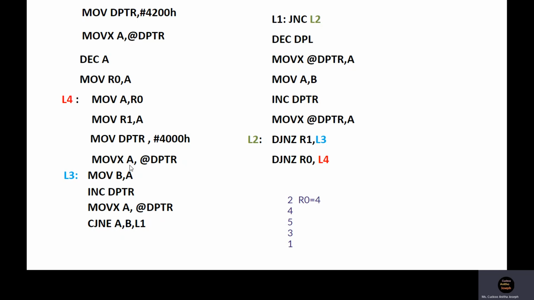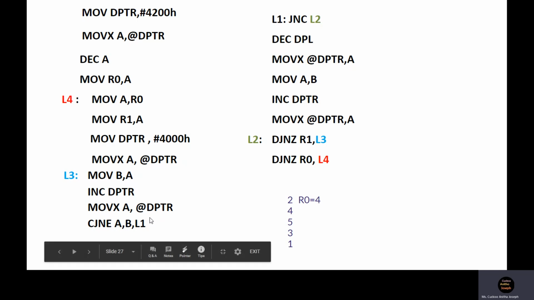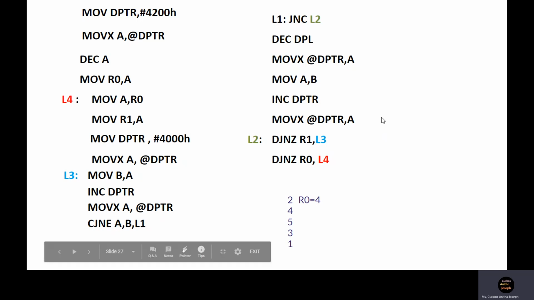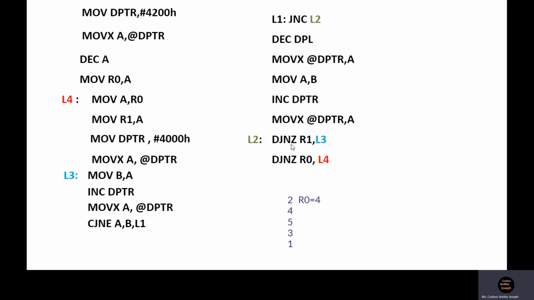We got the first element into the accumulator, kept it in B register, got the next element into accumulator, compared, and if there is no carry, it means they are already in ascending order. If there is carry, it means you have to exchange them. And again, check whether the number of comparisons is complete. If not, go to L3, that is store the larger number into B register and get the next element and compare, and so on. When the content of R1 becomes 0, the second iteration is over.